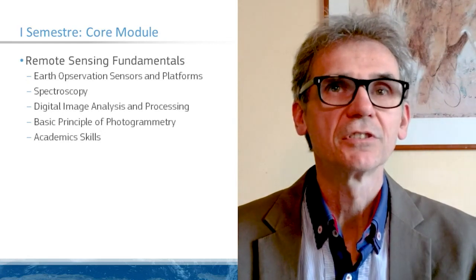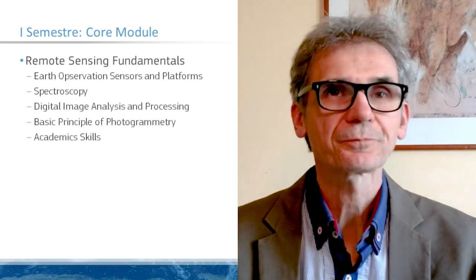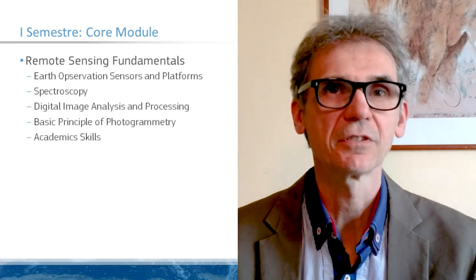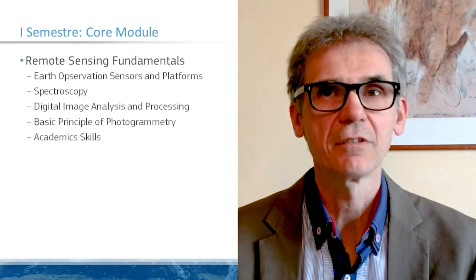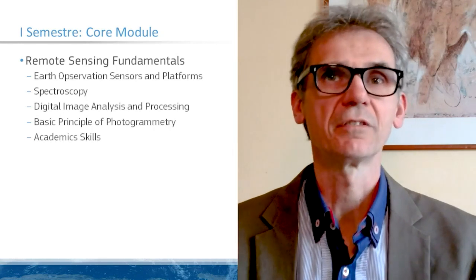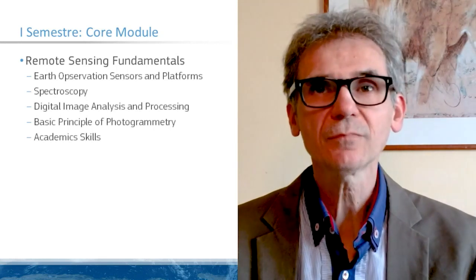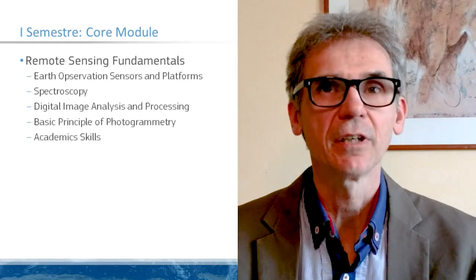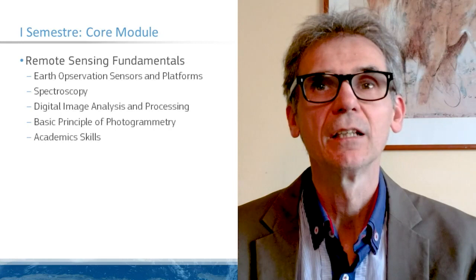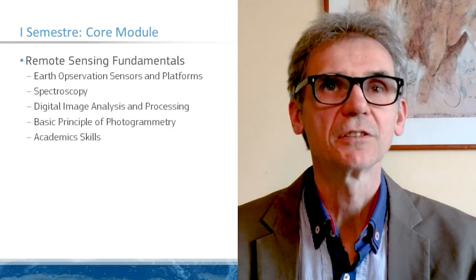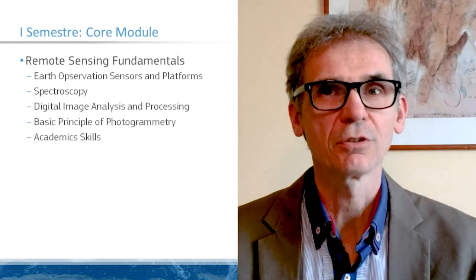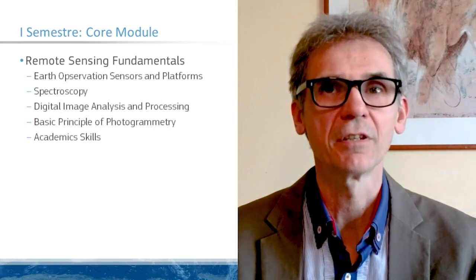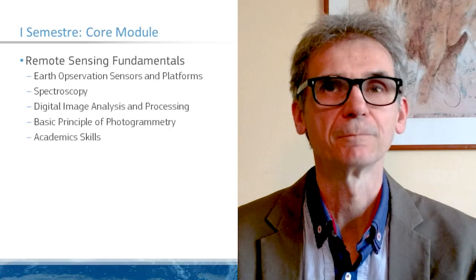The course module consists of 5 courses. The course Earth Observation Sensors and Platforms aims to introduce students to sensors and platforms for remote sensing data acquisition. It will cover terrestrial, aerial, and satellite platforms. The course covers descriptions and applications of different types of optical, thermal, LiDAR, and microwave sensors for remote sensing data collection.